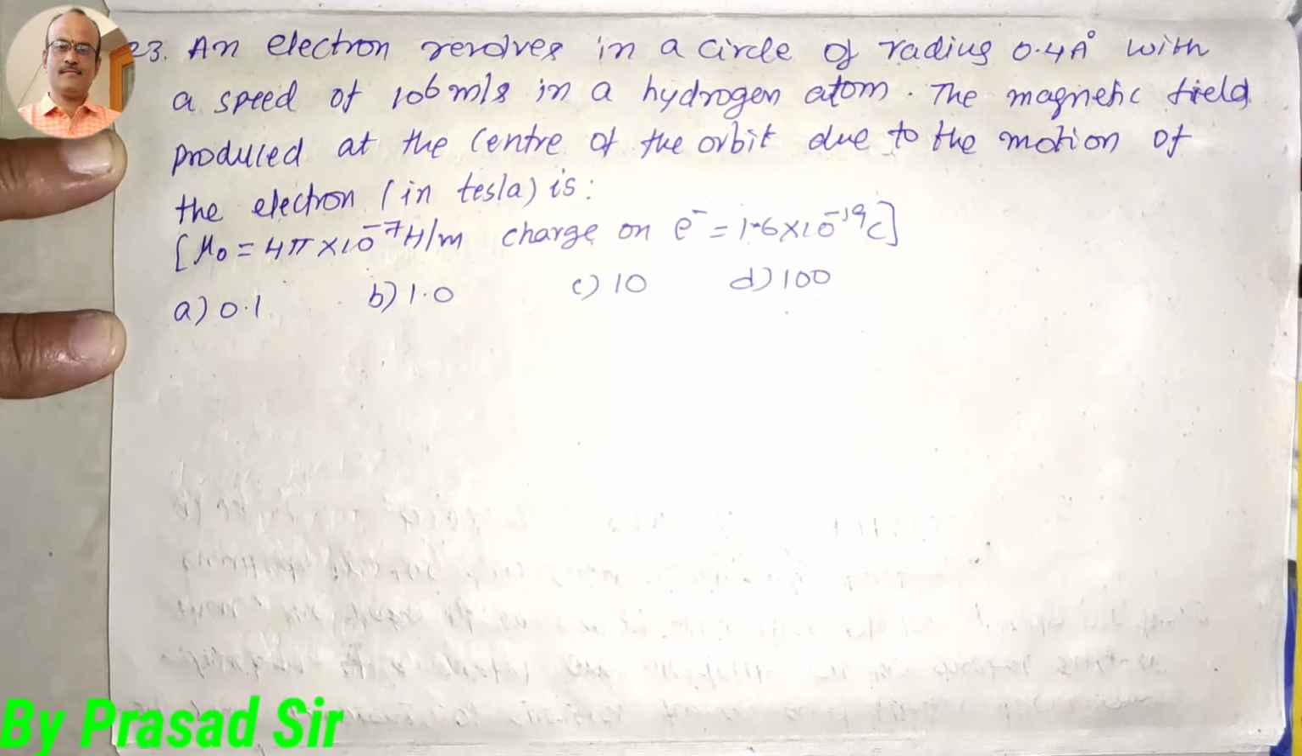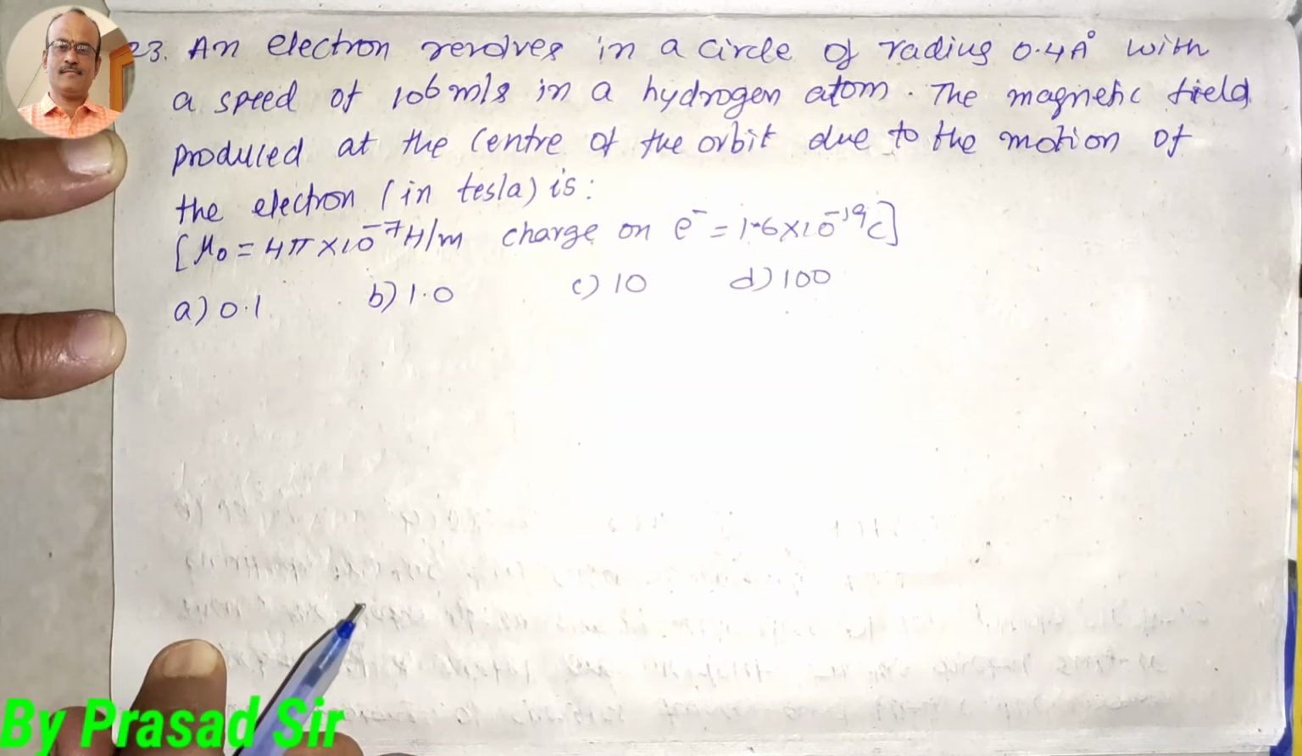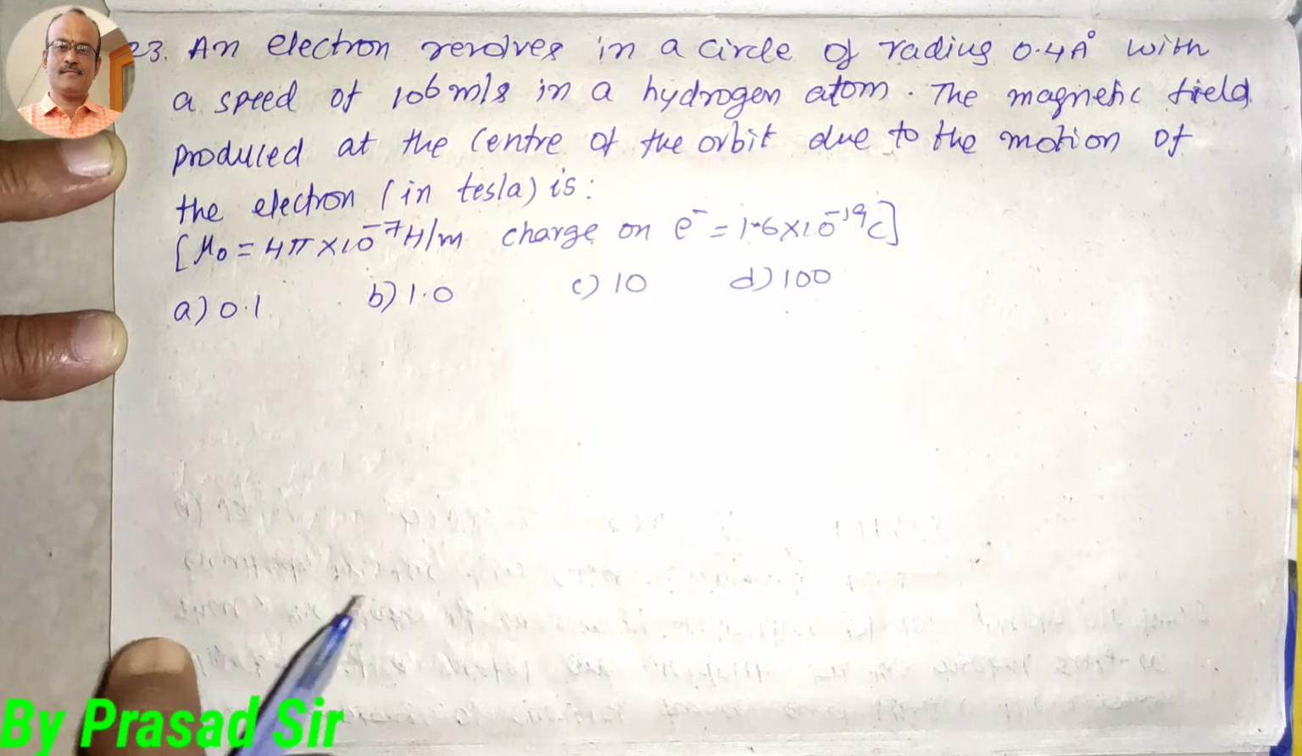Now the question number 23. An electron revolves in a circle of radius 0.4 angstrom units with a speed of 10 to the power of 6 meters per second in a hydrogen atom. The magnetic field produced at the center of the orbit due to the motion of the electron, in Tesla, is how much? Given mu naught is equal to 4 pi into 10 to the power of minus 7 Henry per meter, and the charge on the electron is 1.6 into 10 to the power of minus 19 coulombs.